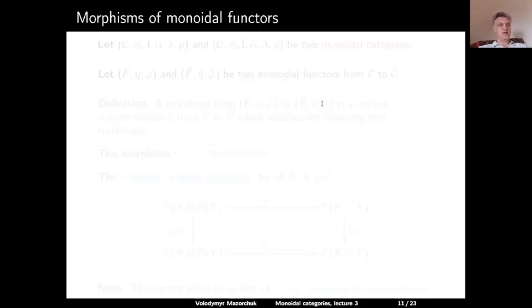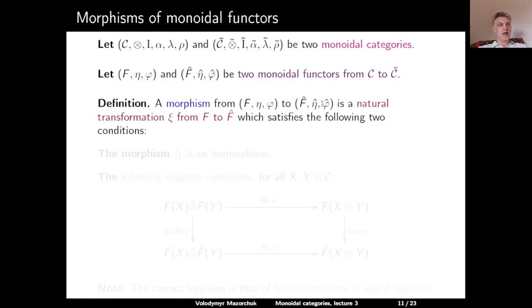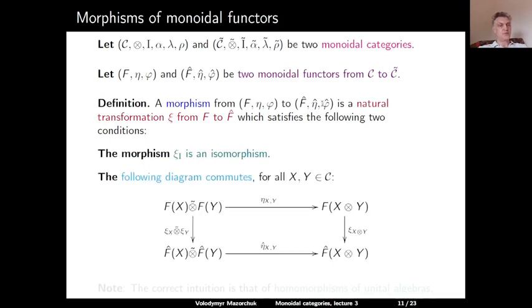Let us now briefly discuss morphisms between monoidal functors. So let C and C tilde be two monoidal categories. Let F and F hat be two monoidal functors from C to C tilde. A morphism from F to F hat is a natural transformation psi from F to F hat, which satisfies the following two conditions. Psi, evaluated at the identity object of C, should be an isomorphism, and the following diagram should commute for all x, y in C.